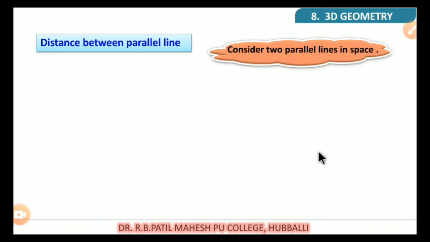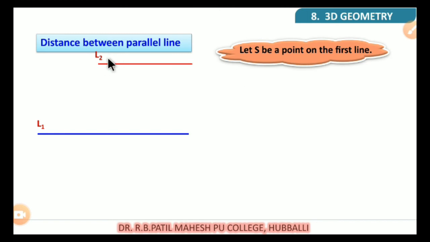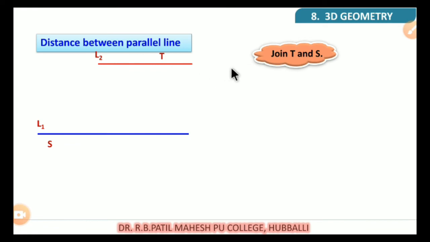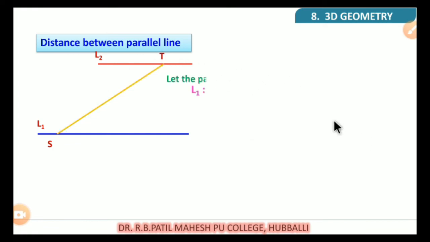Now consider two parallel lines in space. So these are the two lines. They may be equal or may not be equal, but these are the two parallel lines. Now let S be a point on the first line and T be another point on the second line. Now join T and S here.